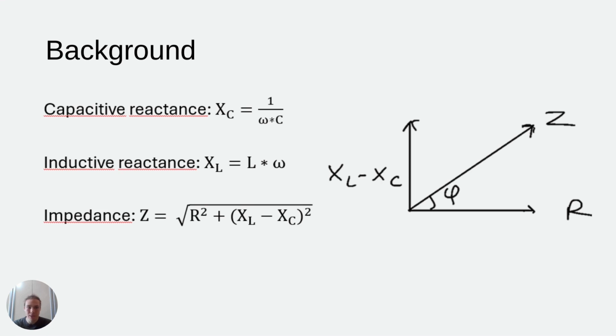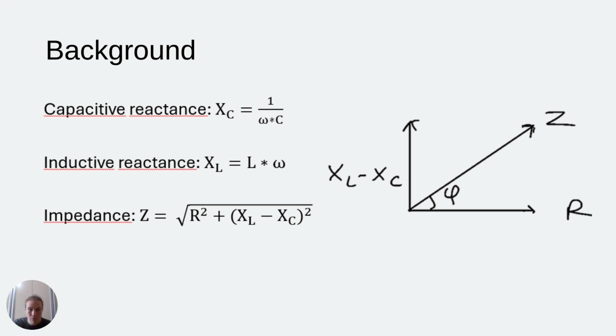In an AC circuit, capacitors, inductors, and resistors all have some form of reactance towards the flow of the current. Capacitive and inductive reactance both depend on angular frequency, but the resistance of a resistor is constant, similar to a DC circuit. To combine all these forms of reactances, we will use the term impedance, which can be calculated as shown.